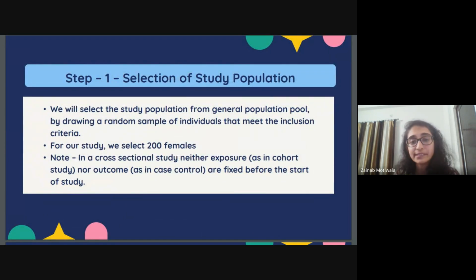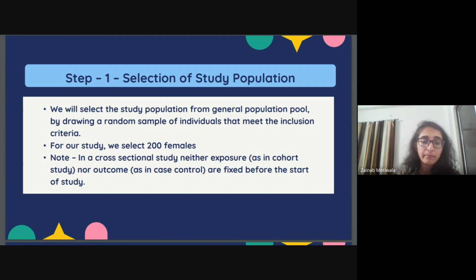Now talking about step one of this. As we mentioned earlier, it is the selection of the study population. So usually we pick up this study population from the general population pool by random selection to meet our inclusion criteria. For this particular example, we selected about 200 females.